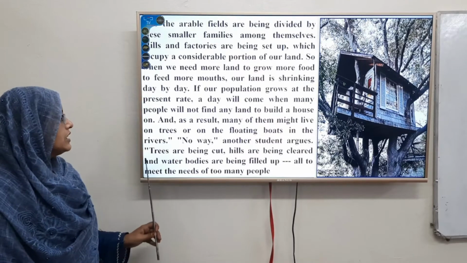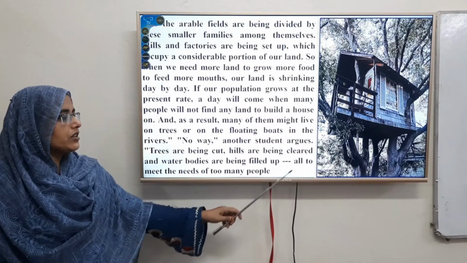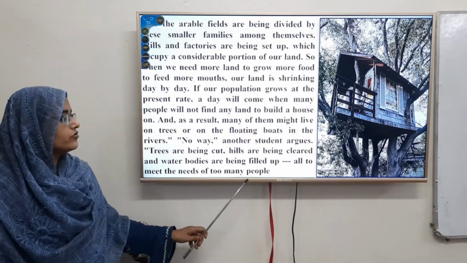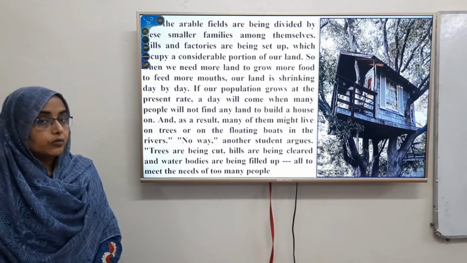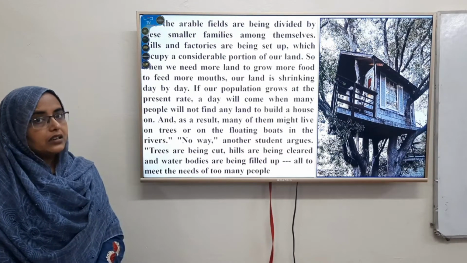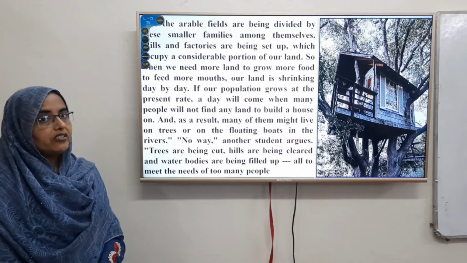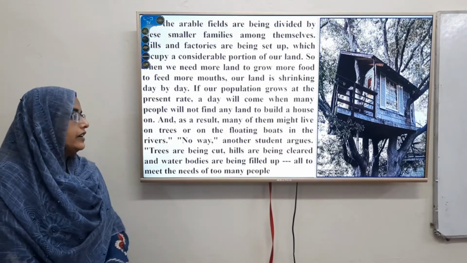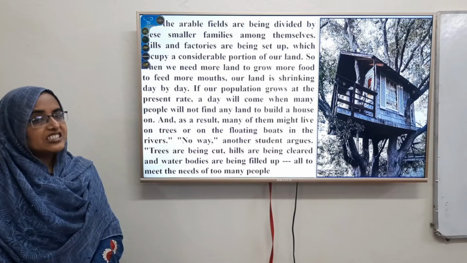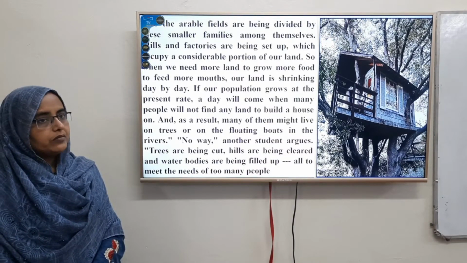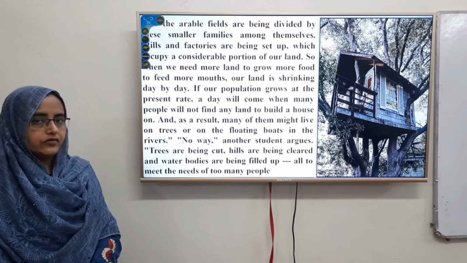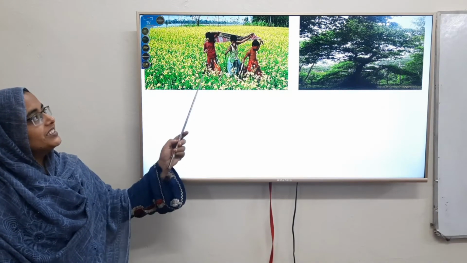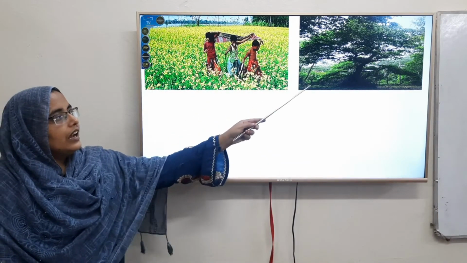So what is his argument? Trees are being cut, hills are being cleared, and water bodies are being filled up, all to meet the needs of too many people. So we are hampering, we are damaging our environment also by doing such activities, cutting trees, clearing hills, and when the water bodies are being dried, this is also a problem for our nature and environment. Very nice picture. This is a mustard field and a tamarind tree.